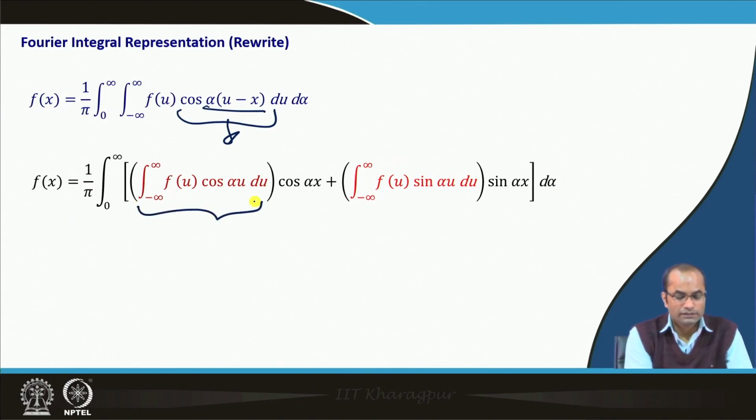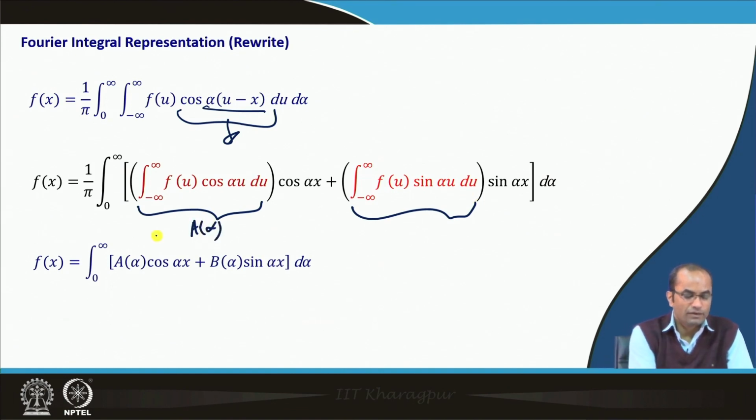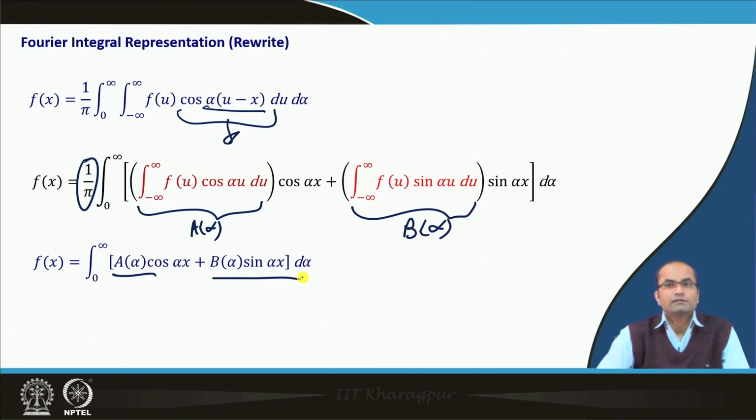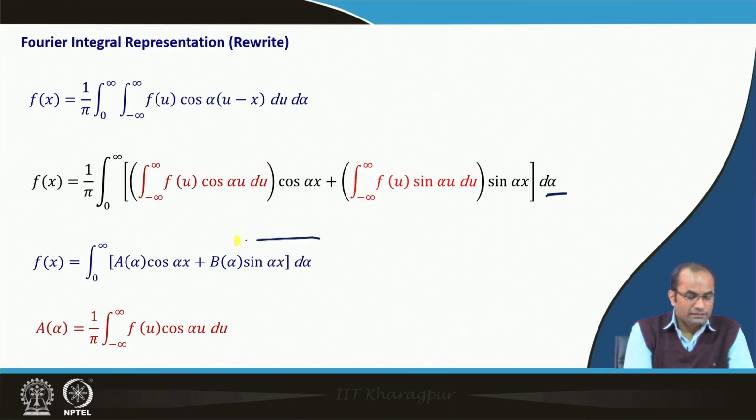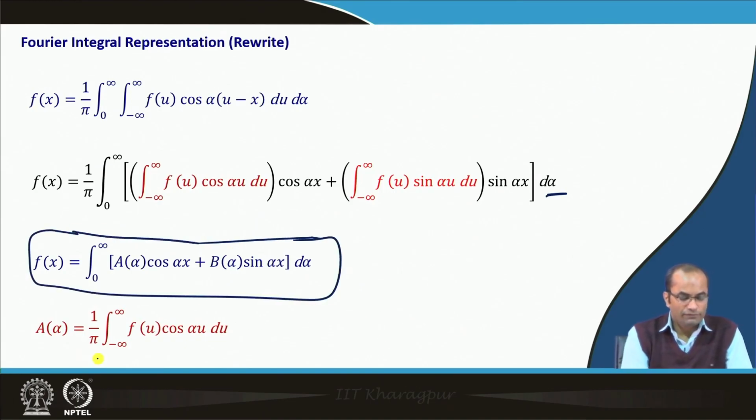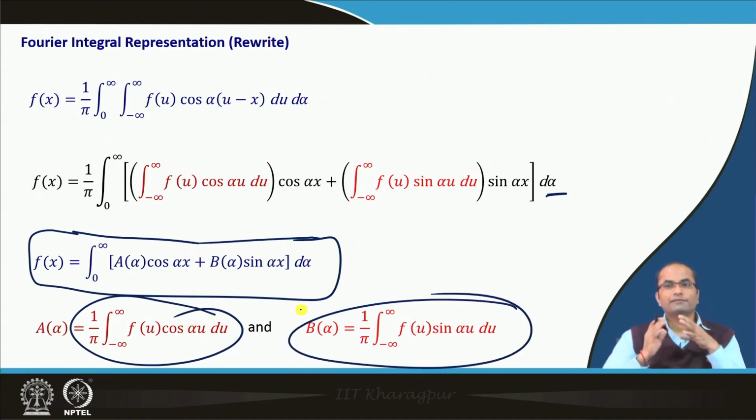If you note this integral, we will define these terms with another function, and then we can have a slightly more compact form. If we say that this is A(alpha), with 1 over pi of course, and if we call this B(alpha), then we have this integral representation from 0 to infinity of A(alpha) cos(alpha x) plus B(alpha) sin(alpha x) d alpha. So, having this integral representation where A(alpha) is given by this integral, B(alpha) will be given by this integral, and then we have this f(x) which is given by this integral here.